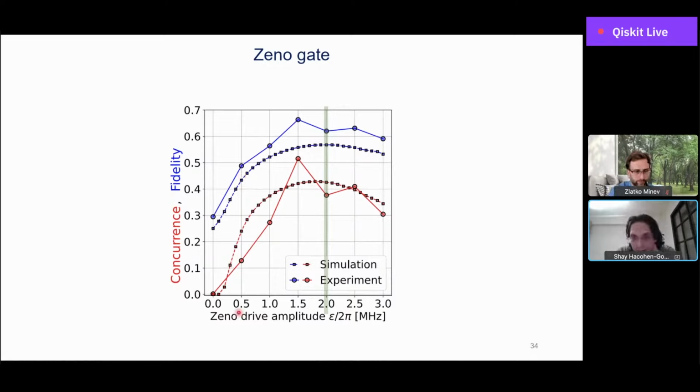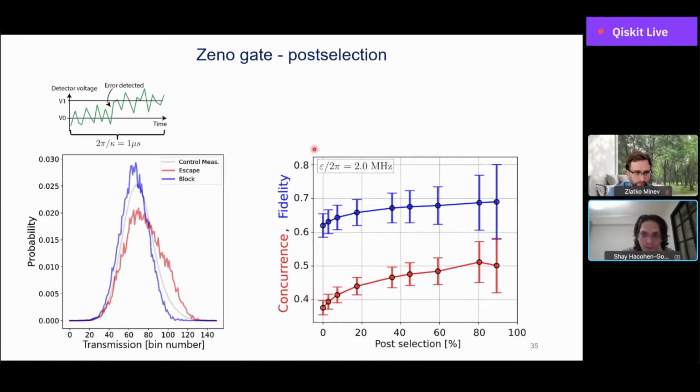But the important part and the take-home message here is that we have really non-negligible concurrence in the system, and the fidelity, it's not a fidelity to go, you don't build a quantum computer with this, but it proves the point of universal control in this Zeno subspace. So this is going to be my last slide. And so the last thing I want to talk about is basically the post-selection.